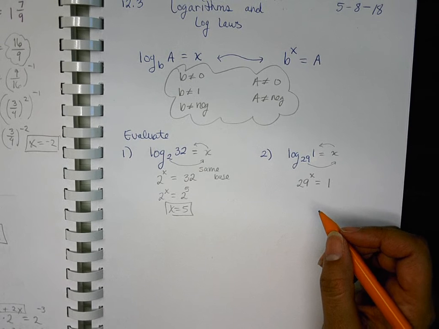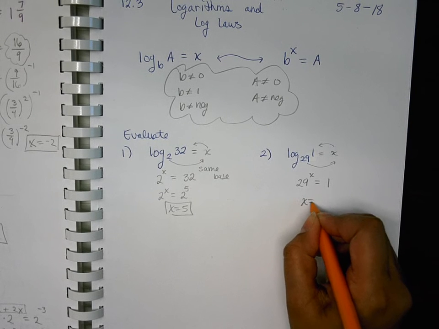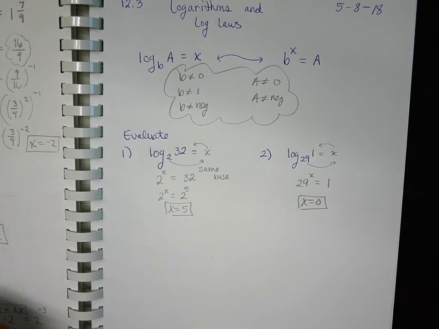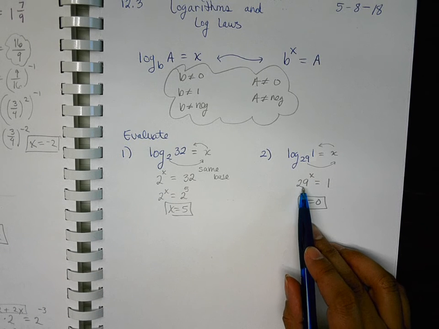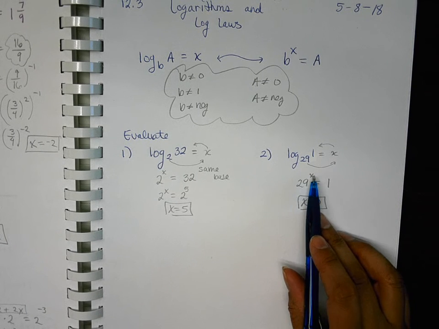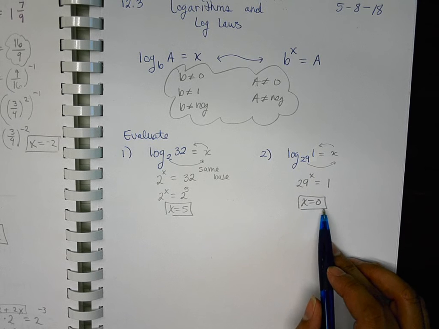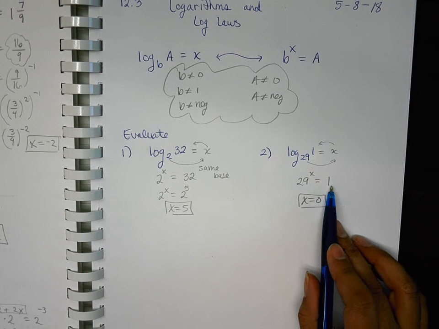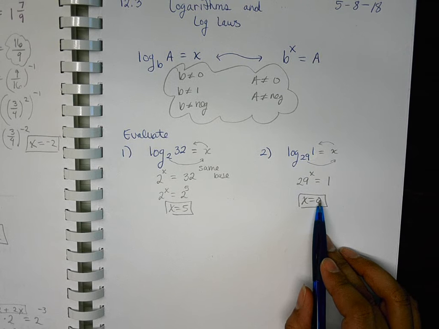0. X equals 0. So anything to the 0 power is 1. Anything to the 0 power is 1. So if this base here had been 10 to the x equals 1, your answer would still be 0. If this base had been 5 to what power is 1, your answer would still be 0.